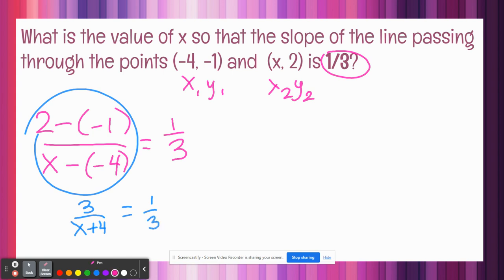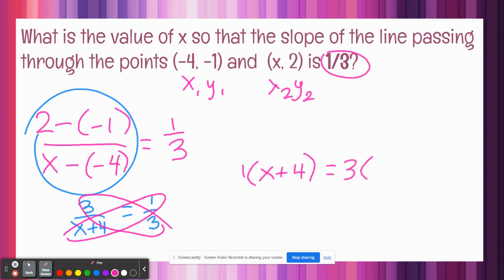So again, some of you can use mental math or figure it out. How would 3 over something simplify to 1/3, and figure out what that x has to be? Or if you can't, we can go ahead and cross multiply. So we're going to do 1 times x plus 4 equals, and then we're going to cross multiply on the other side, 3 times 3. Distribute 1, it's still going to leave x plus 4, because 1 times anything is the same. And 3 times 3 is our 9.